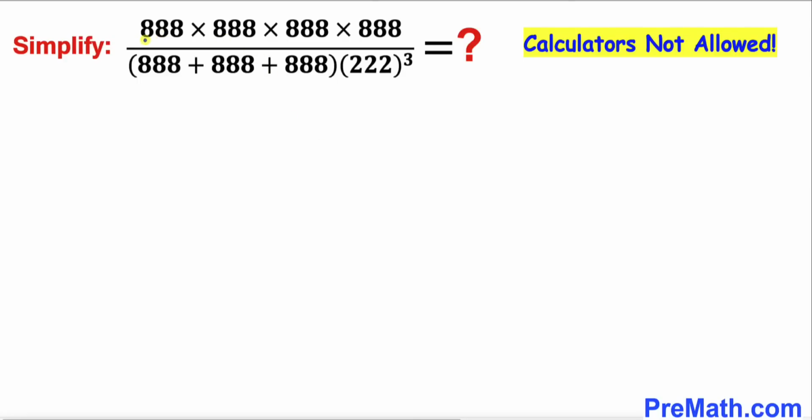We have 888 being multiplied 4 times at the numerator, and at the denominator they are being added up 3 times and then times 222 power 3. Now we are going to simplify and find the value of this one without using calculators of any kind.